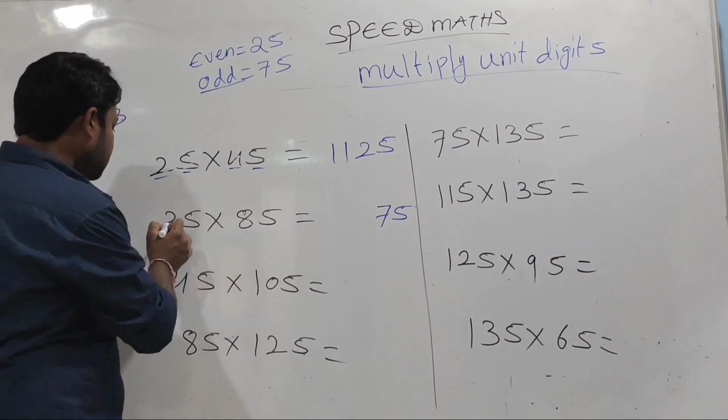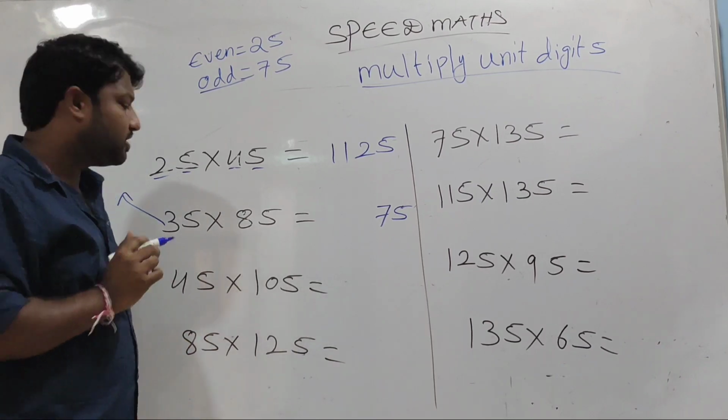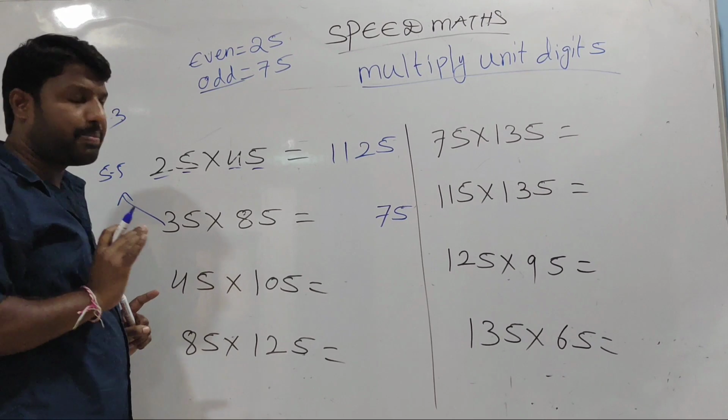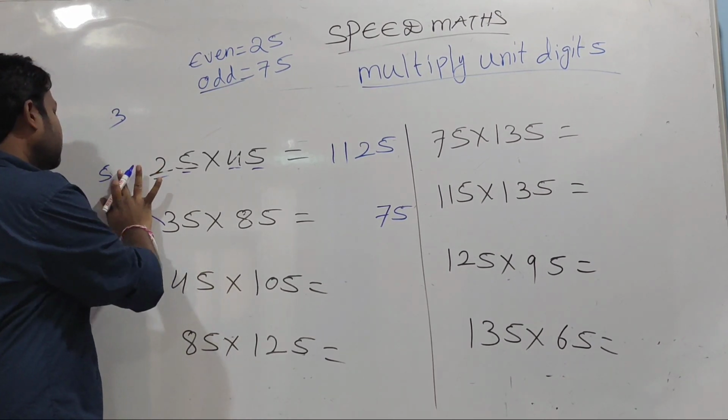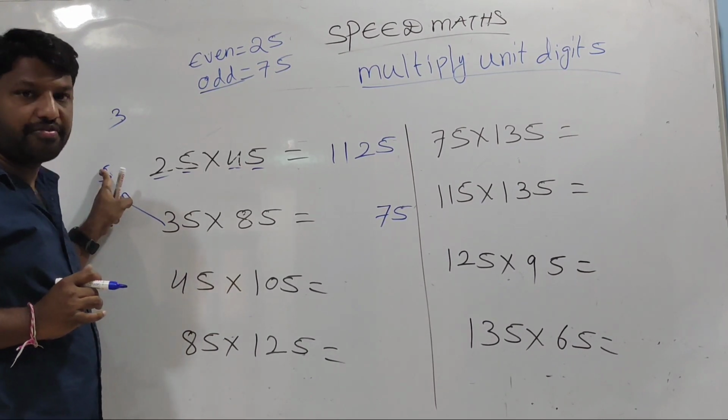What is half of 11? So 8 plus 3 is 11. Half of 11 is 5.5. Don't write 5.5. Take only the integer value, so write 5. Okay, take only the integer value. So I have written 5 here.